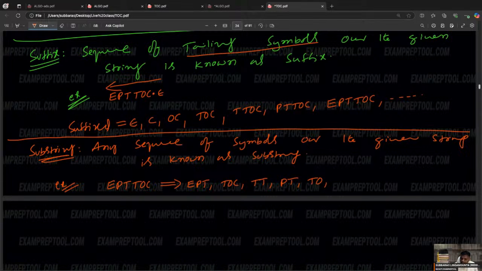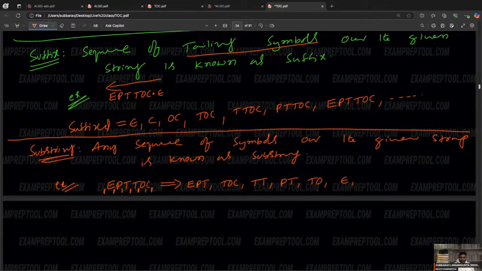But remember, as I mentioned, epsilon is sarvantaryami. He may be there at the start, and he can be anywhere. So epsilon is also a substring. In EPT TOC, epsilon can be in the first place, the last place, or the middle also. Like a ghost, he can be anywhere. Any sequence of symbols over the given string is known as a substring.